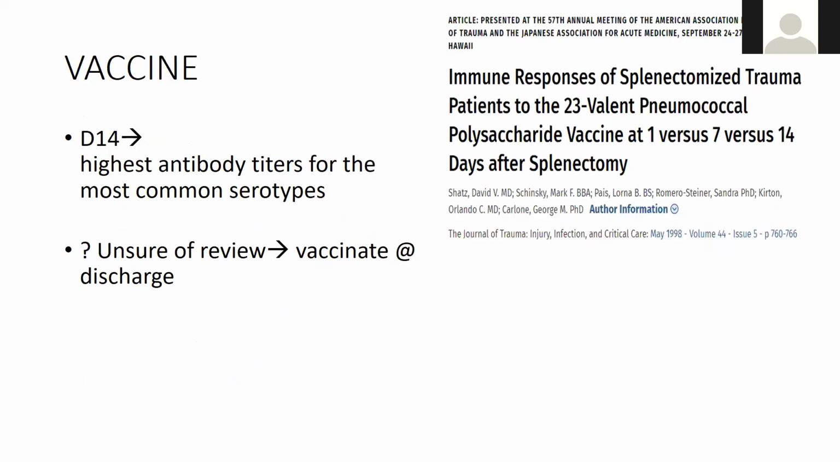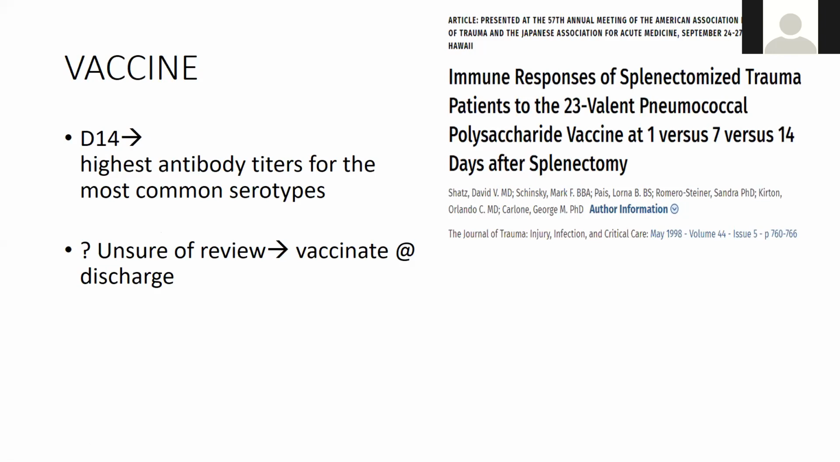So to prevent this overwhelming post-splenectomy infection, they usually recommend that you vaccinate patients at day 14. And why day 14? Because studies have shown that the body has the highest antibody titers for the most common serotypes at day 14. This study was done about 1998 and was the basis of why we do immunization at day 14. They found that the antibodies were highest after day 14 as compared to day 1 and day 7 post-vaccination.